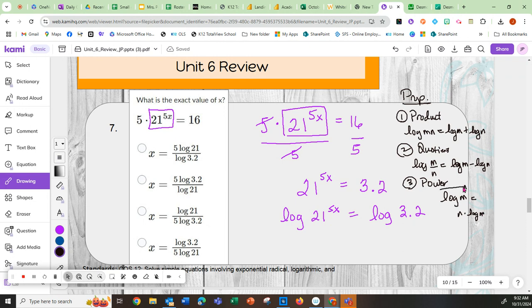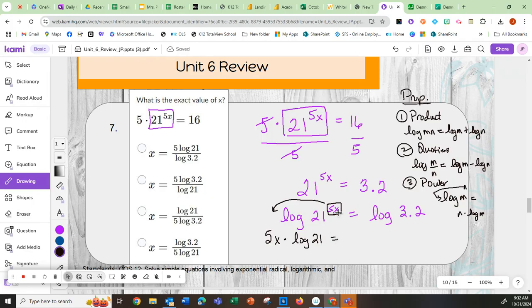So it's like the power comes out in front and gets multiplied times the log. So that's what's happening right here. We have a power. So we're going to bring it out in front, and we're going to do 5x times log of 21.